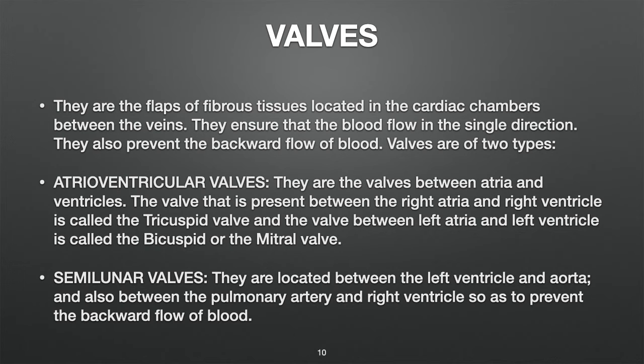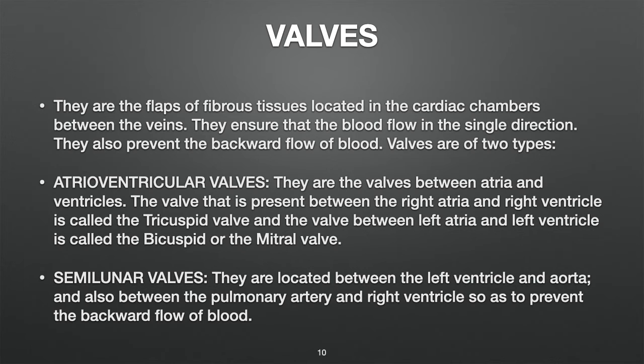So now coming to the valves, they are the flap of fibrous tissues located in the cardiac chambers between the veins. They ensure that the blood flows in a single direction. So valves means they prevent the backflow of the blood. They ensure that the blood flows in a single direction, that is unidirectional.